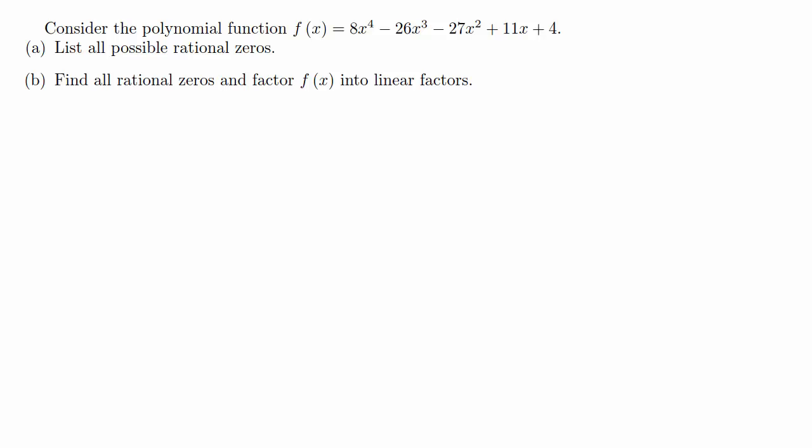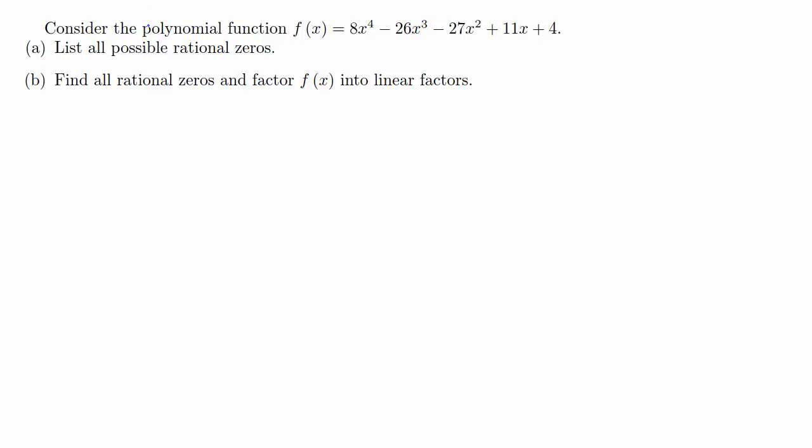Hello. In this example, we're going to do pretty much what we did last time. We're going to consider the polynomial function f of x equals 8x to the fourth minus 26x cubed minus 27x squared plus 11x plus 4. We're going to list all possible rational zeros. Then we're going to find all rational zeros and factor the function into linear factors.